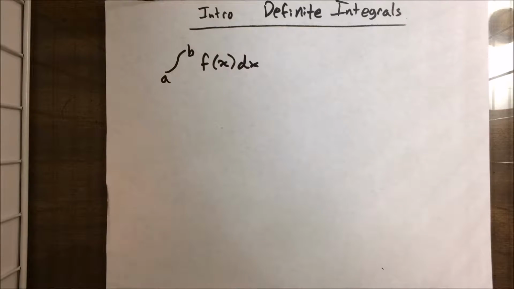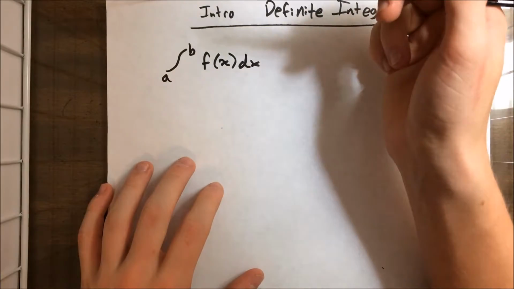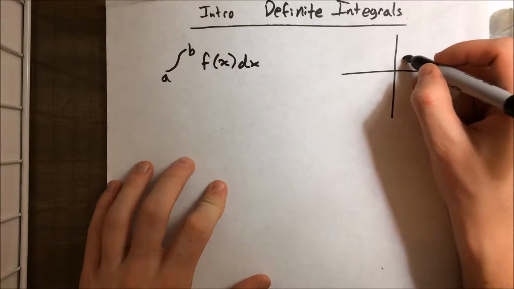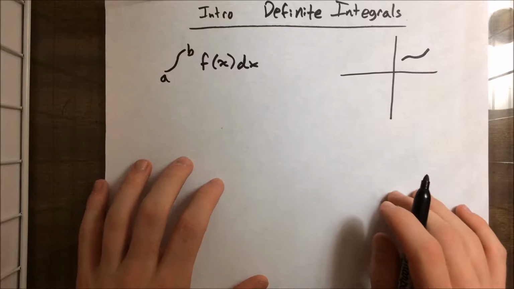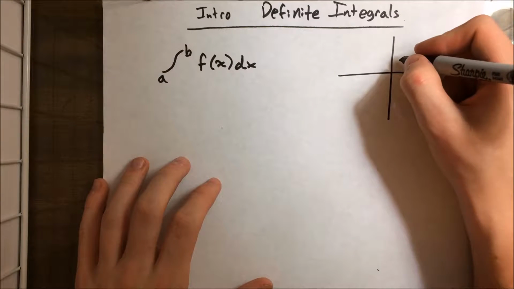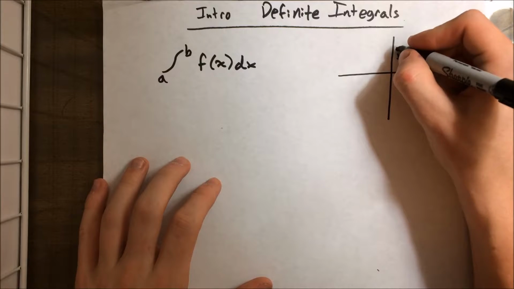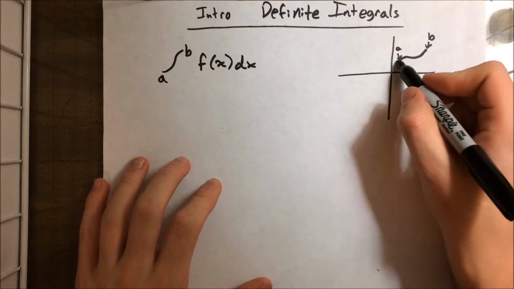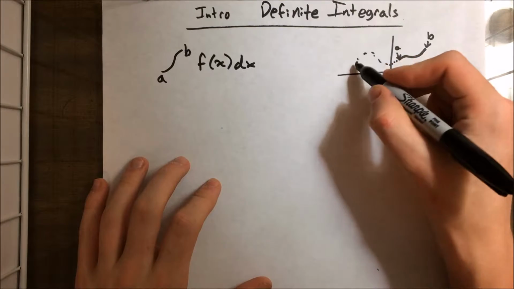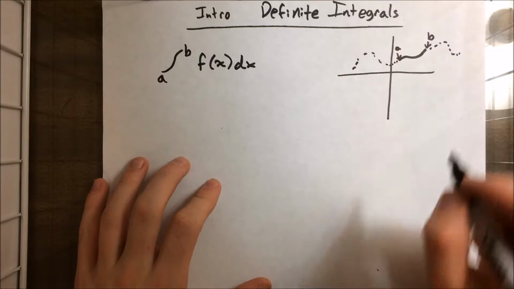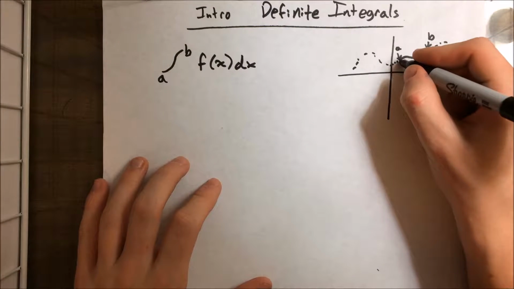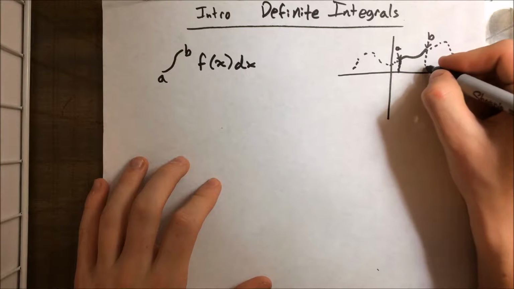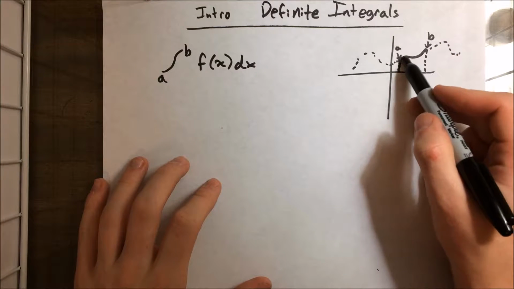With a and b, what we're saying is if you have a graph like this one right there, and let's say that's a and that is b, and then the graph continues on doing something, whatever, we don't care what the rest of the graph does. Anyways, this is what we're going to take the integral of between a and b.